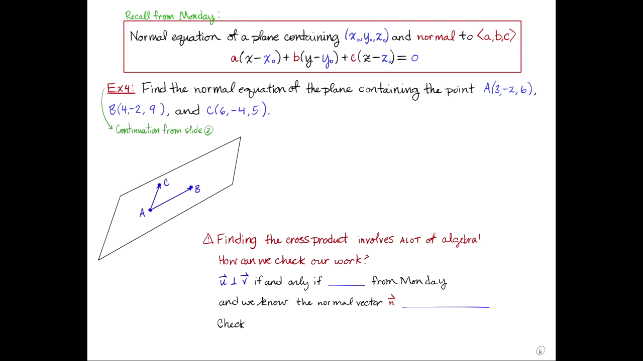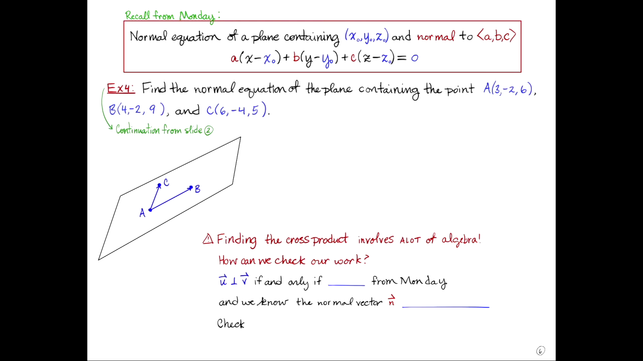In Monday's lecture, we found the normal equation of a plane containing a point and the normal vector: a times (x minus x naught) plus b times (y minus y naught) plus c times (z minus z naught) equals 0. We're given 3 points. We can use those 3 points to find vectors that lie in the plane.